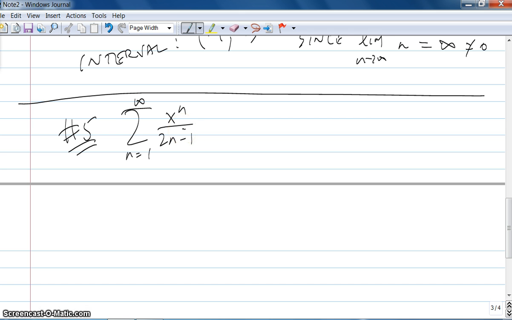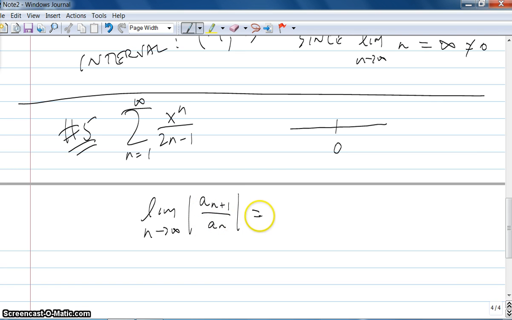same thing. I want to find the interval, so the first thing is let's find the center point. That's 0, and the reason I know that is because when x equals 0, it just makes this whole thing 0, so anything around there will be the interval. Okay, so now I'm going to focus on the 1 over 2n minus 1. I'm going to take the limit as n goes to infinity of a n plus 1 over a n, and in this case I'm ignoring the x for the time being.